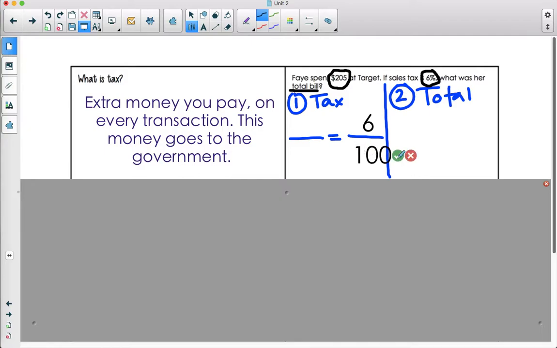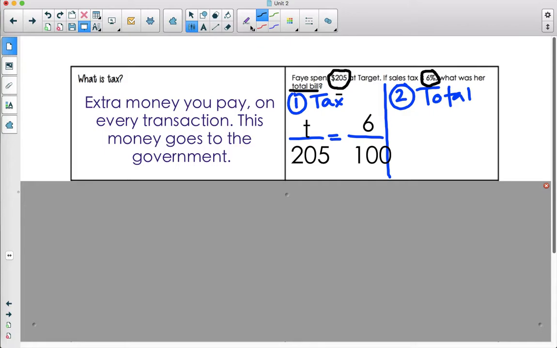We're spending $205. That's my subtotal, the amount of money I'm picking out, so that's going to go in the denominator here. What I'm trying to find is what percent of that is the tax, so we're looking for this variable. Once we have that set up, we can solve this to find our tax amount.